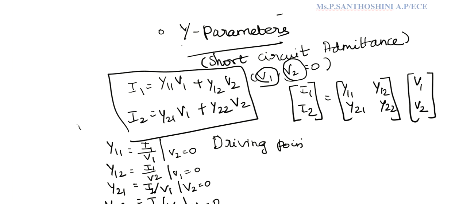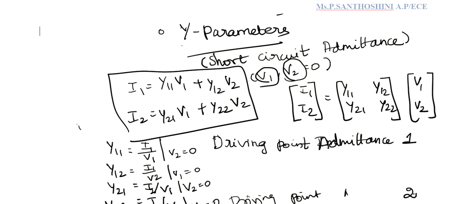Previously this combination we called a driving point impedance. Now it is called driving point admittance because of the Y parameter, and this is at port 1. And this definitely will be the driving point admittance at port 2. Clear? And then here, can you tell me the name?